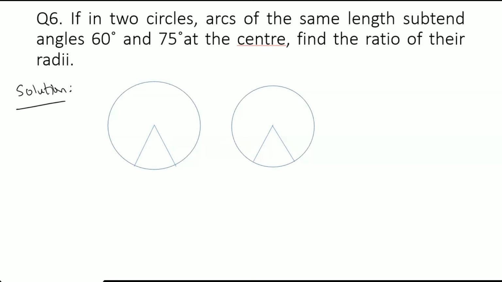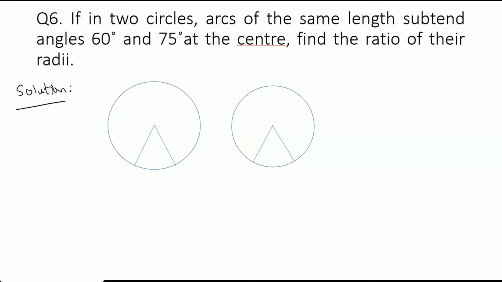Hello everyone. In this video, we shall discuss question number 6 of exercise 3.1. If in two circles, arcs of the same length subtend angles 60 degrees and 75 degrees at the center, find the ratio of their radii.